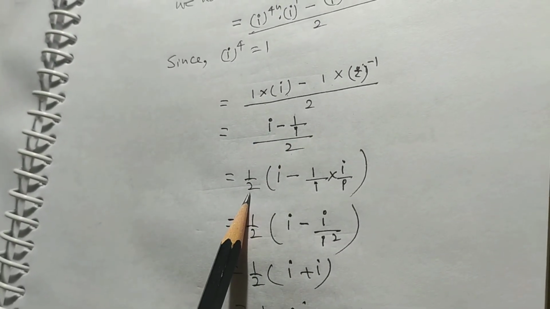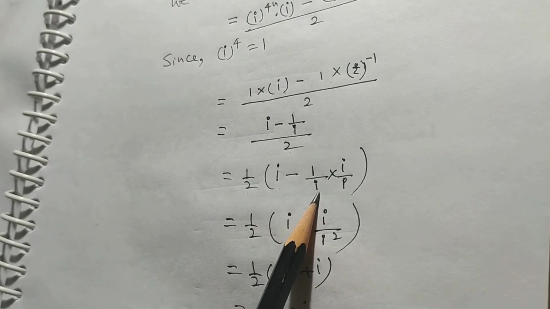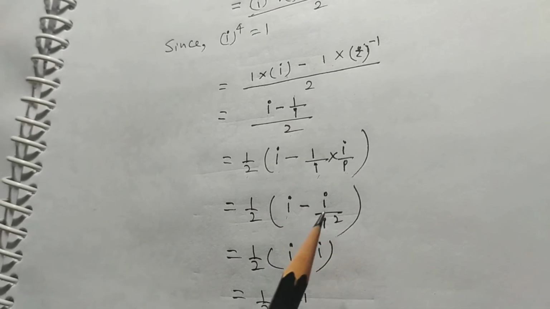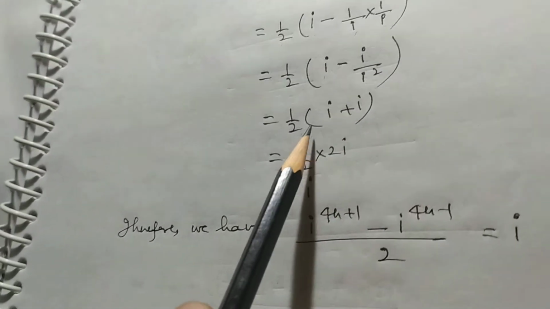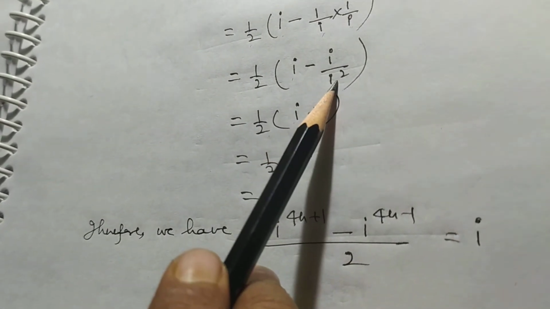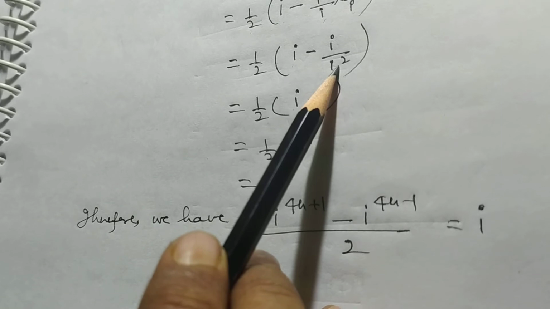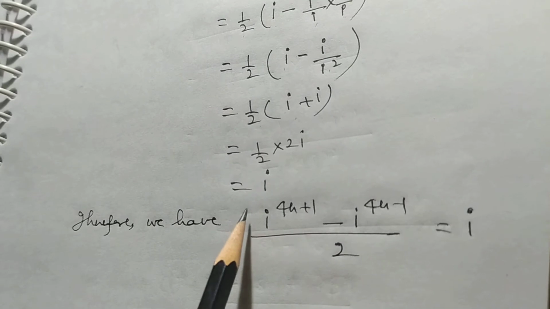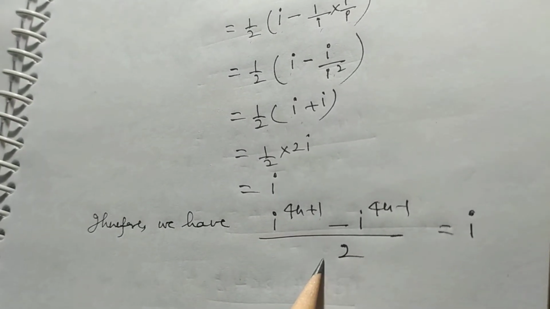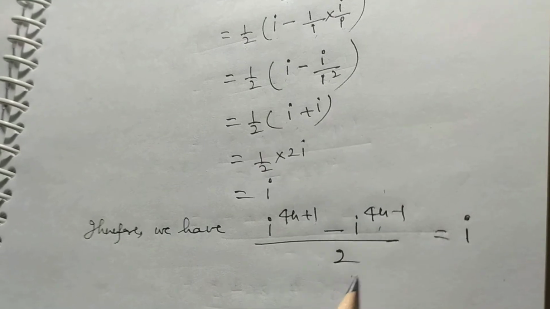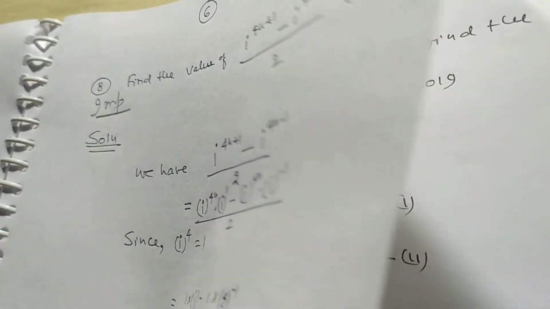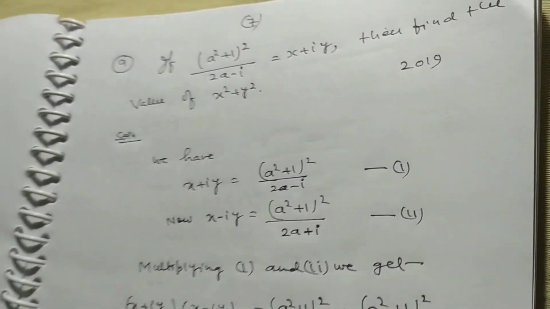So 1 by 2 into i minus 1 by i. It can be multiplied by i, so i minus i square. So 1 by 2i, and the value of i square is minus 1, so it is plus i. It is 2i, 1 by 2 into 2i. So the value of i to the power 4n plus 1 minus i to the power 4n minus 1 by 2 is equal to i. This is an important problem. You must solve this problem again and again so that you can solve it in the examination.